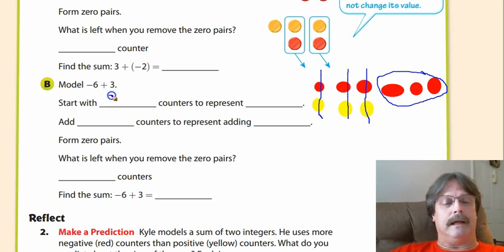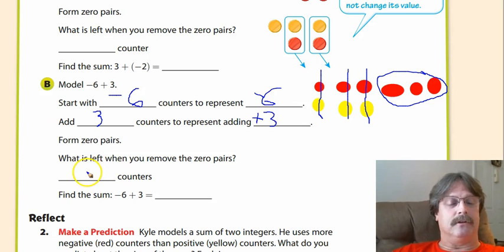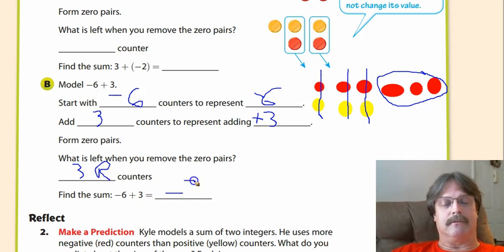So I start with 6 counters to represent negative 6. Add 3 counters to represent adding positive 3. Form the zero pairs. What is left when you remove the zero pairs? It is 3 red counters. So I'm going to put 3R for red, and that is negative 3.